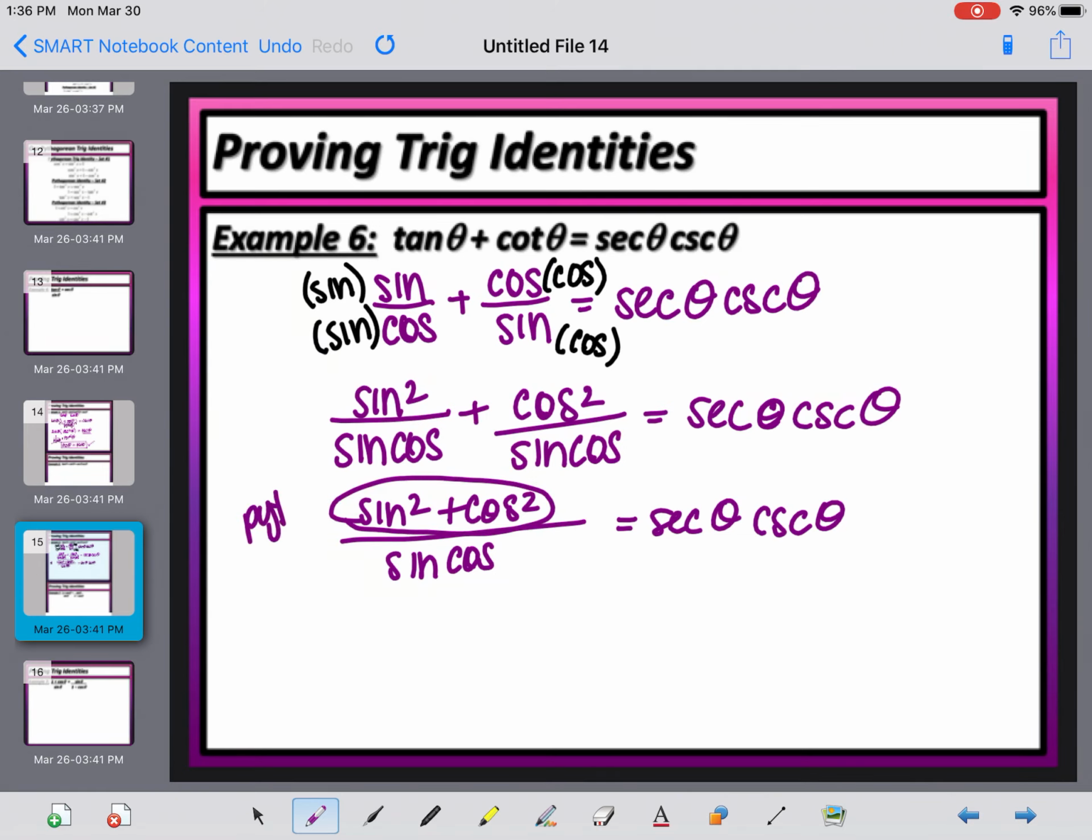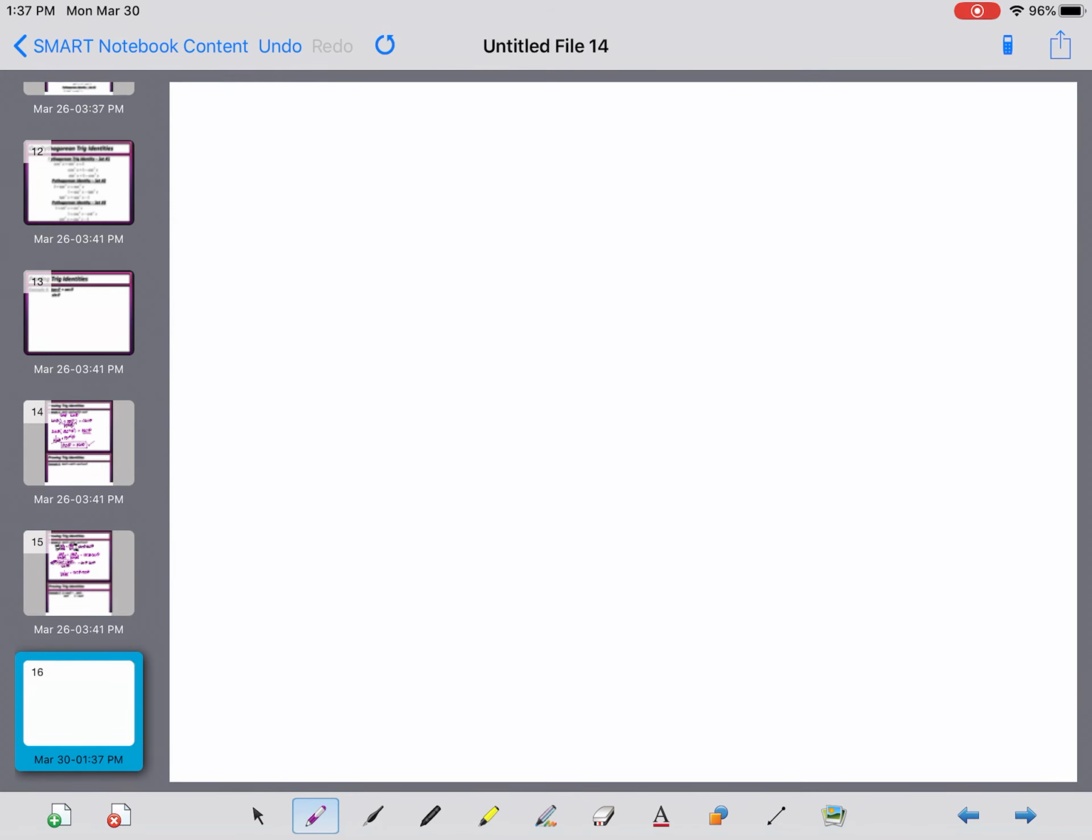Okay, the numerator here is a Pythagorean identity. Sine squared plus cosine squared is the same thing as 1. So I'm going to change that out. Remember, I'm trying to simplify here so that I can get a secant cosecant. Okay, so where did I leave off? 1 over cosine, or 1 over sine cosine, equals secant cosecant. All right, I just need a little bit more room.